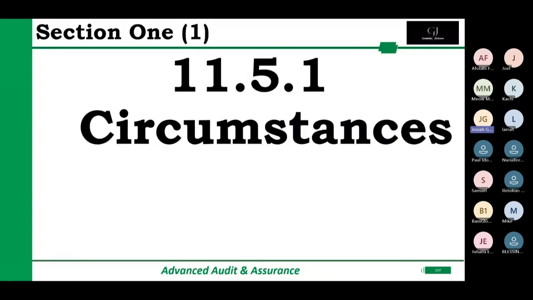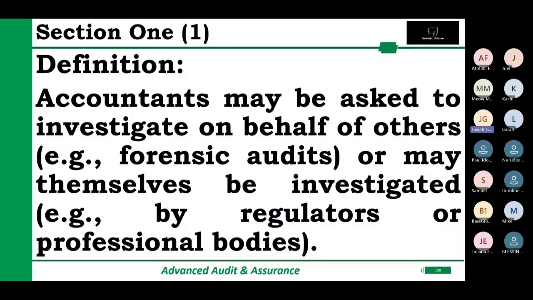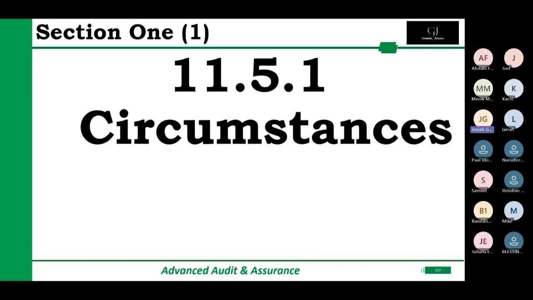Now, there are circumstances that warrant investigations, and accountants may be asked to investigate on behalf of others, and may be related, for example, to forensic audits, or may themselves be investigated by regulators or professional bodies. Like we know FRCN investigate audit firms. FRCN, the body that regulates, they are regulators in the financial reporting space in Nigeria. So these investigation activities are carried out by accountants, by chartered accountants also, to check chartered accountants. So it's very important to understand that circumstances could warrant investigation.